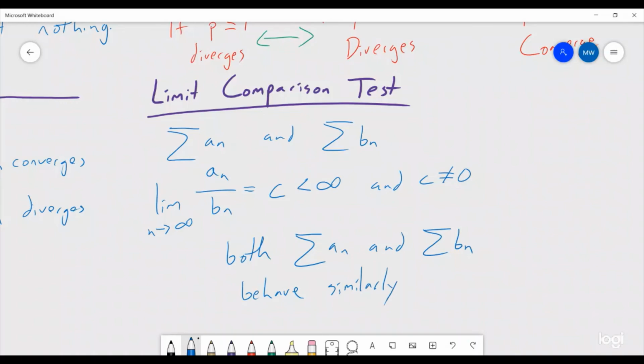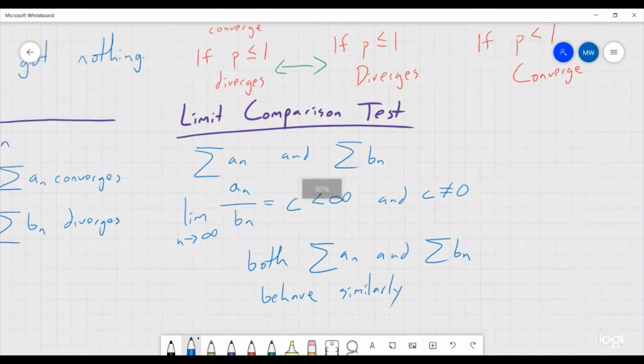So this tells us that if the sum of a sub n diverges, then the sum of b sub n will also diverge. Or if the sum of b sub n converges, the sum of a sub n will converge. It just tells us that both of them do the same thing. So if you know one series and the limit comparison test says that that series behaves the same as a series you're trying to tell something about, then both of them will behave exactly the same.